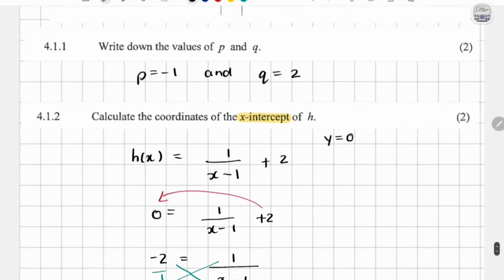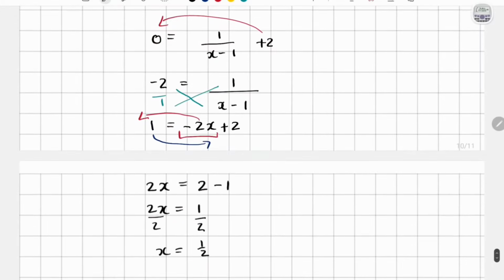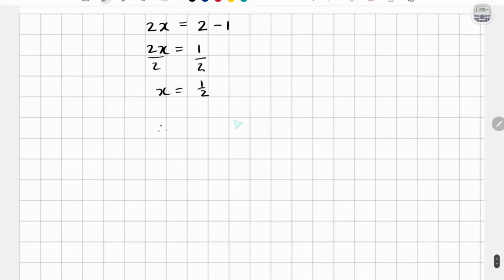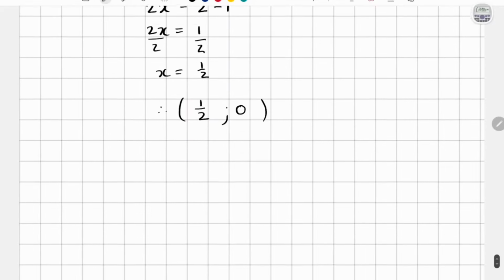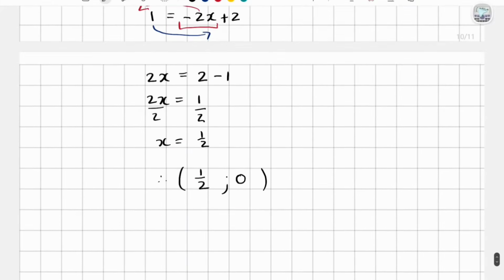So remember to answer their question. The question is for you to calculate the coordinates of the x-intercept. So we need to put it in as a coordinate. So therefore, it means the x-intercept, when y is equal to 0, the x value is 1 over 2. So we have 1 over 2 and 0 as our coordinates. Okay, so there we go. That was for 2 marks. And then we move on to the next question.